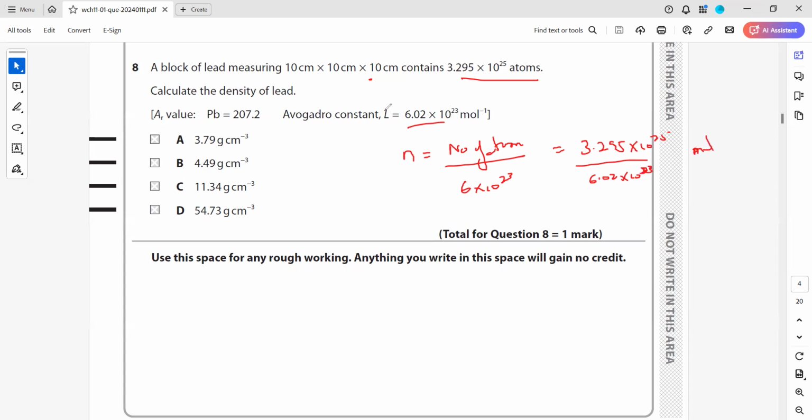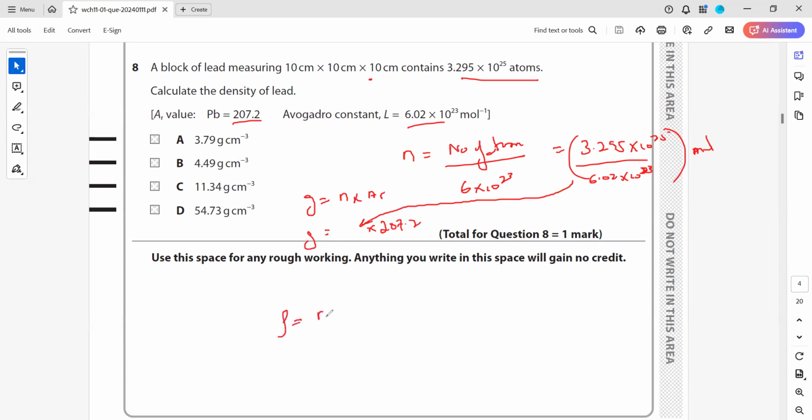After getting the number of moles, you need the mass in gram. Mass in gram is moles multiplied by molar mass. In this case, because it is an atom, the atomic mass. So mass in gram will be moles, this whole value, multiplied by the molar mass. The relative atomic mass of lead is 207.2. When we multiply, we get mass in gram.